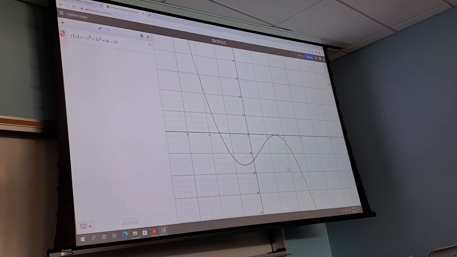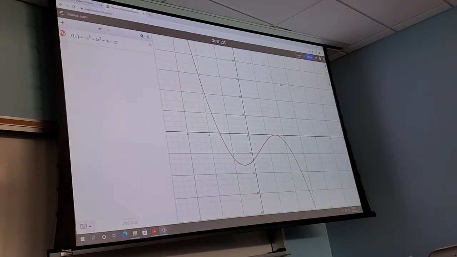By the way, real quick on Desmos, if you want to change the x, see this little wrench up here? You can change the x-axis and the y-axis, sort of like the x-min, x-max, y-min, y-max in the calculator. You can just change it right there so you can see things better. It's up to you. You don't have to use Desmos, but it's awesome. It's out there.